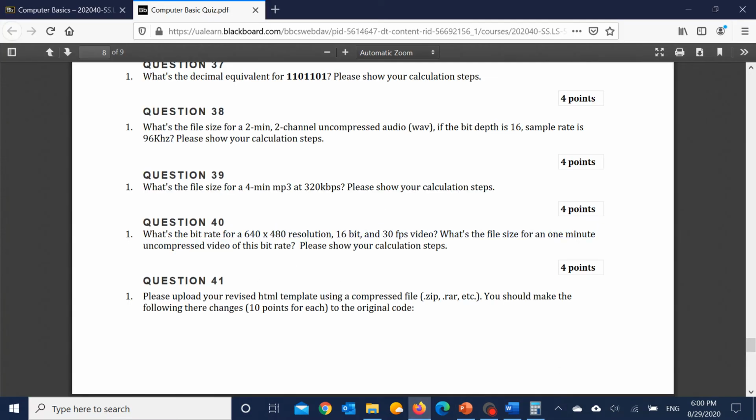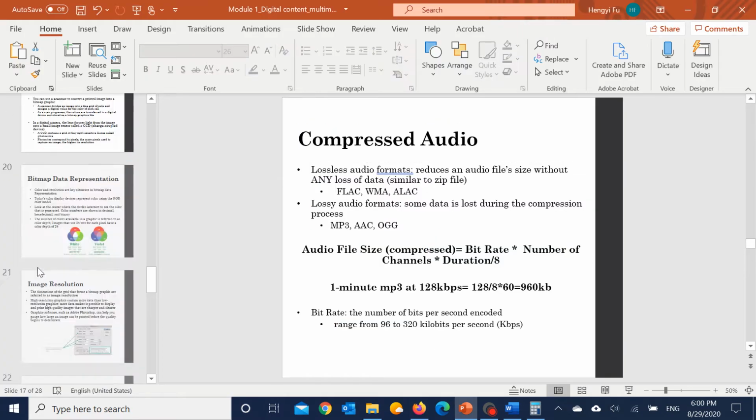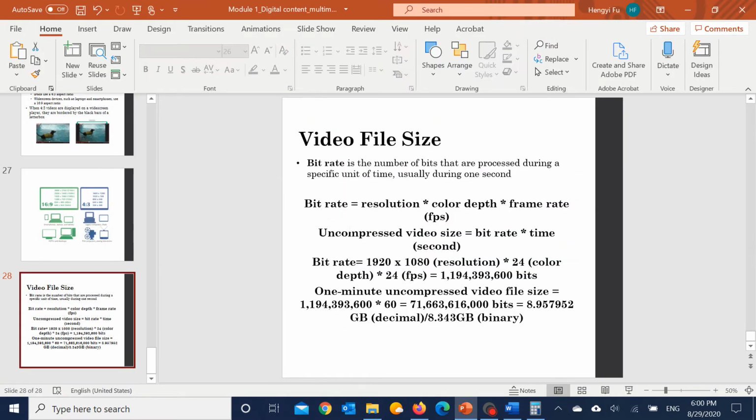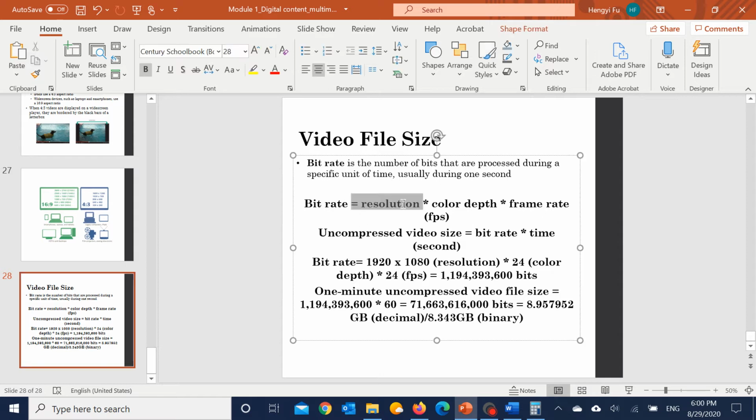Okay, last question is what's the bitrate for a 640 multiplied by 480 resolution, color depth 16 bits, and 30 FPS video? And what is the file size for 1 minute of such video? Please show your calculation step. Okay, I think you should go to this last slide. First, we need to calculate the bitrate for that video. Bitrate is resolution multiplied by color depth multiplied by frame rate.